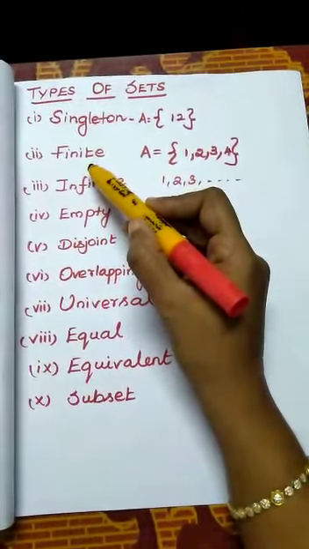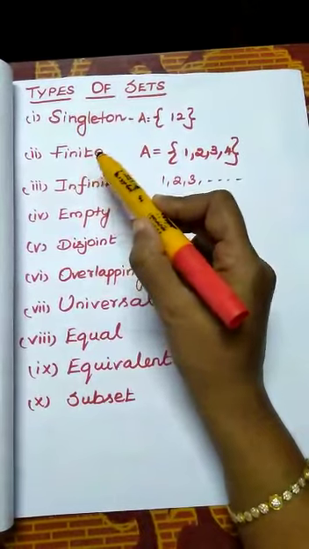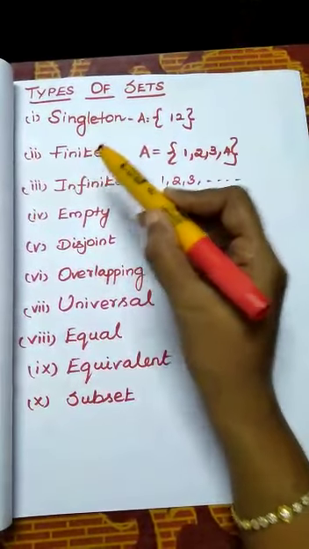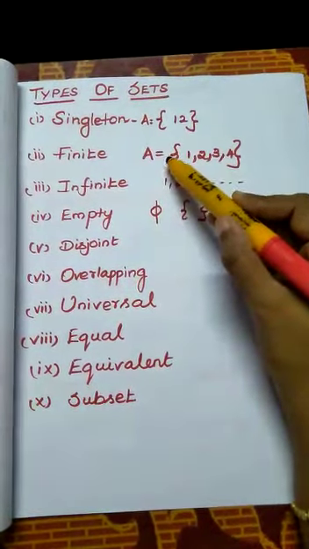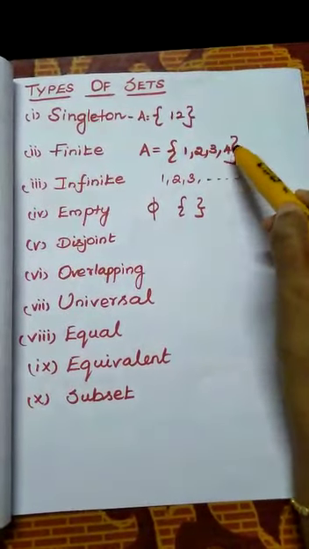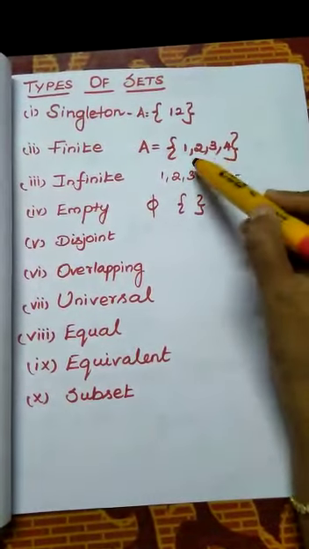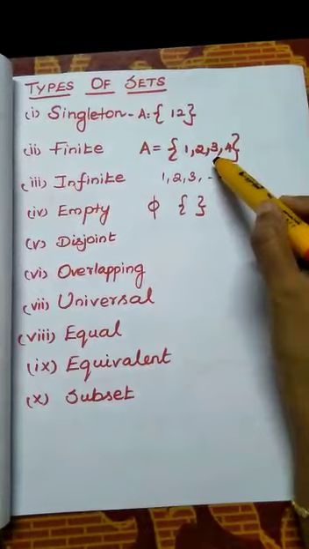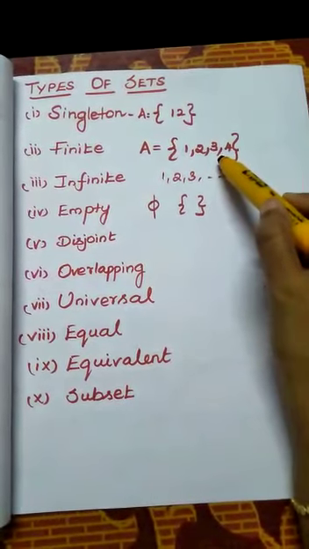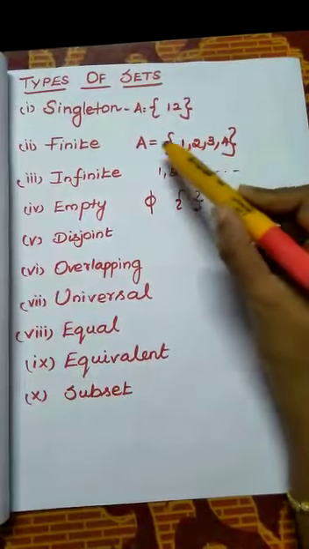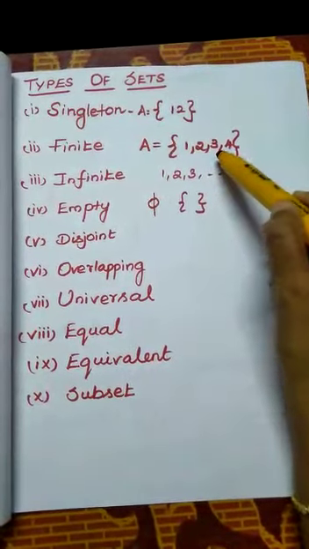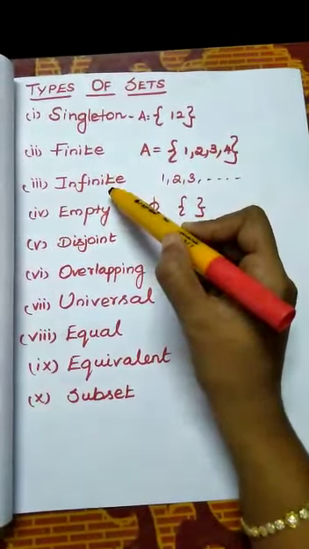The next one is finite set. A countable number of elements in a set makes it a finite set. For example, capital A is equal to {1, 2, 3, 4}. The cardinal number is 4. Cardinal number means how many elements are in a set. What is the cardinal number of this finite set? 4 only.